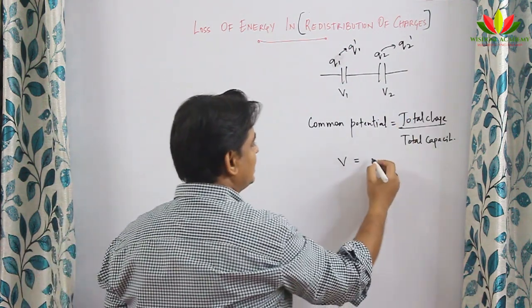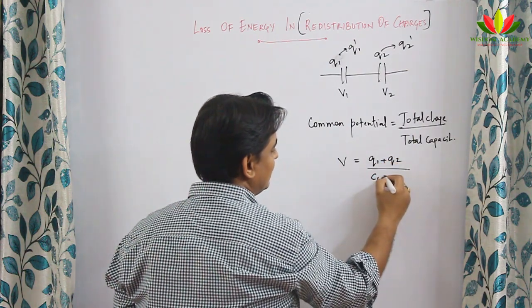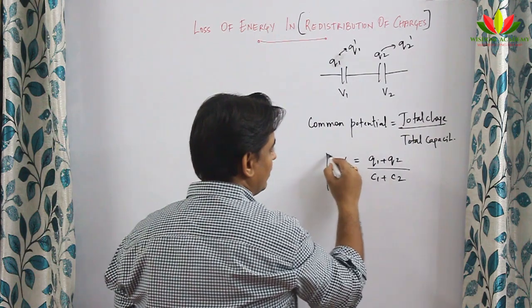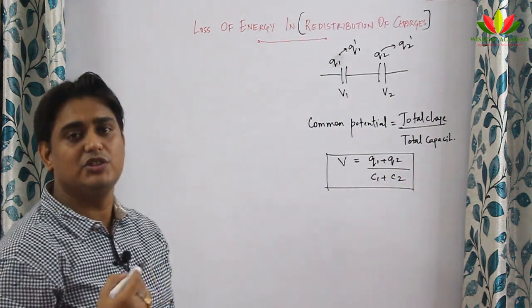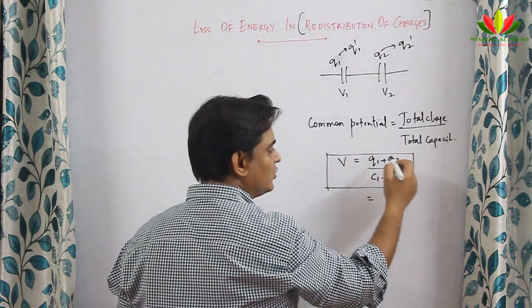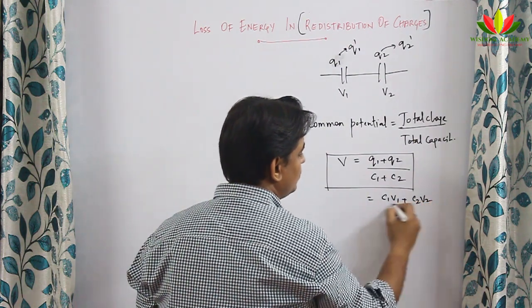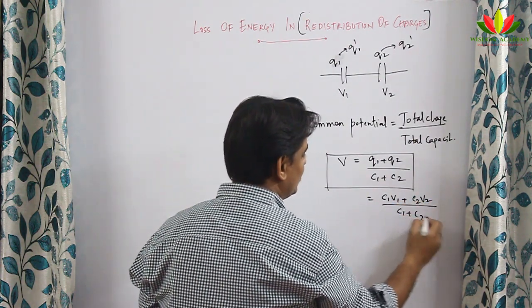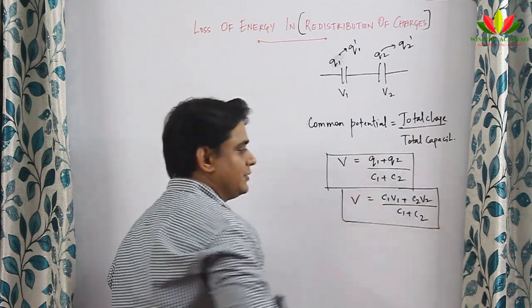So what is total charge? Total charge is Q1 plus Q2 and total capacitance is C1 plus C2. So the formula of common potential is V is equal to Q1 plus Q2 by C1 plus C2. I can further simplify it because Q1 is equal to C1 V1. So I can write C1 V1 plus C2 V2 by C1 plus C2. It is another way to write the formula of common potential.